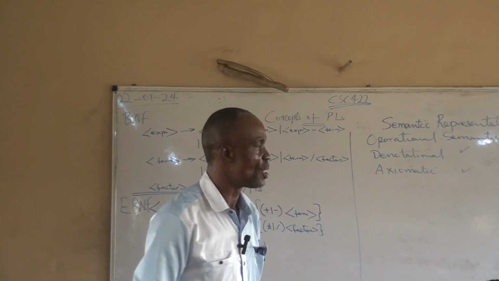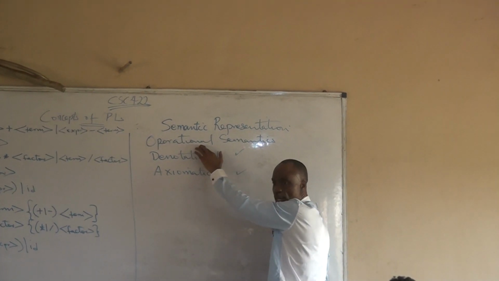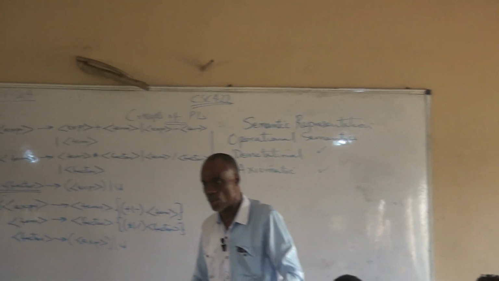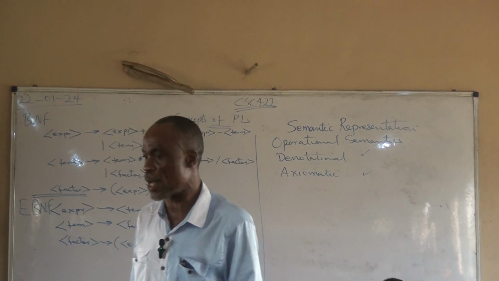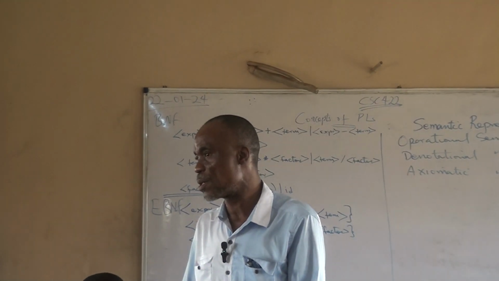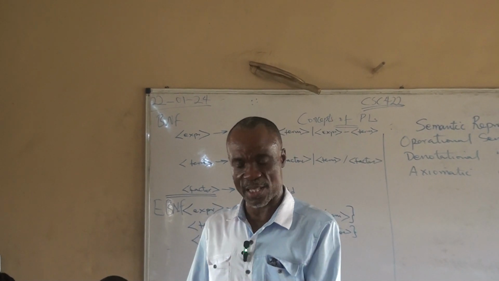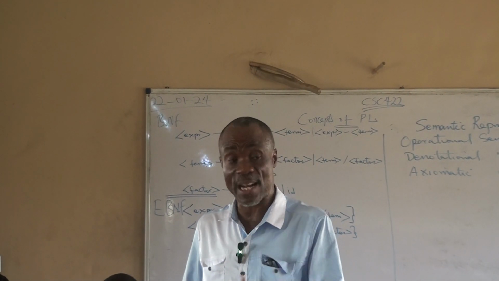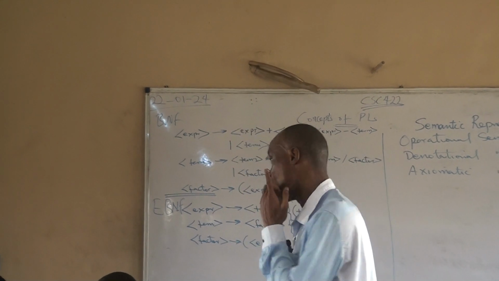So it gives the meaning when it is executing. You can see the word operational: when it is executing. The meaning of that program segment on execution, the various states. As it moves from one state to another, you can use operational semantic description to track those states. Are we okay? To track those states.